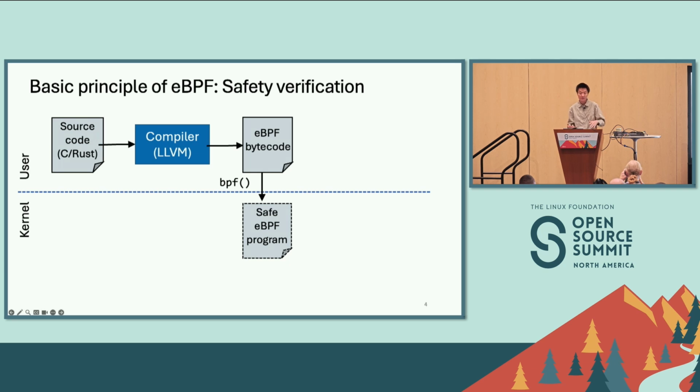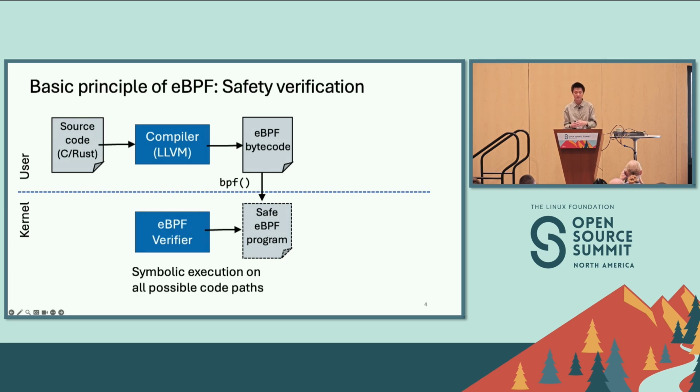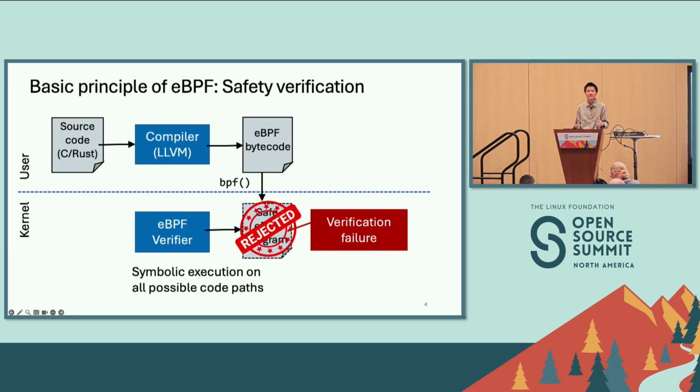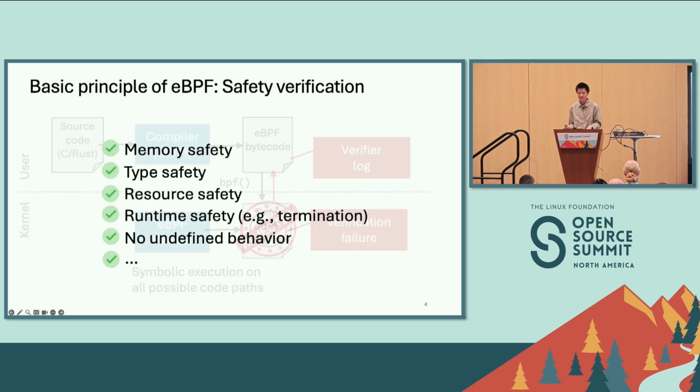This bytecode is then loaded into the kernel via the BPF syscall, and at this point, the in-kernel eBPF verifier will perform a symbolic execution on all the possible code paths in your program and verify a set of safety properties. If the program passes the verifier, it is now accepted in the kernel and can interact with the kernel with a set of helper function calls. But if the verification fails, the program will be rejected, and the verifier log will be sent back to user space. So the verifier verifies a bunch of important safety properties.